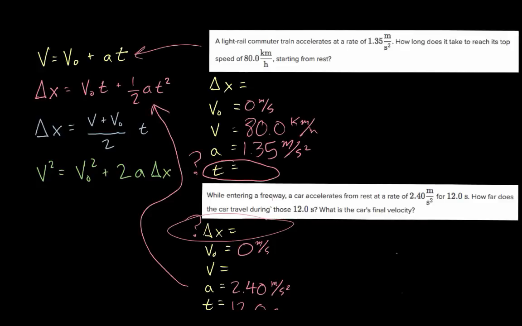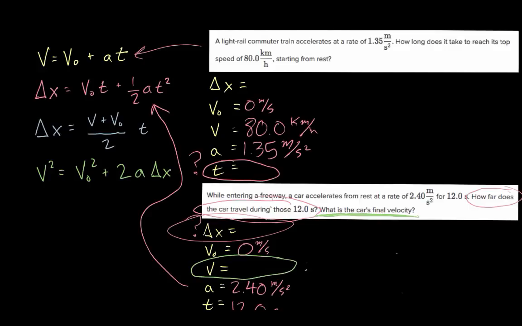So we found that for this problem, this second equation here is going to be the one that is most useful for answering the question, how far does the car travel during those 12 seconds? So that's for that question, but this block here actually has a second question. Maybe I'll switch to green. Let's look at this question. What is the car's final velocity? So that means we're looking for this now.